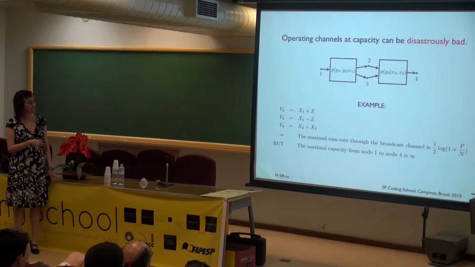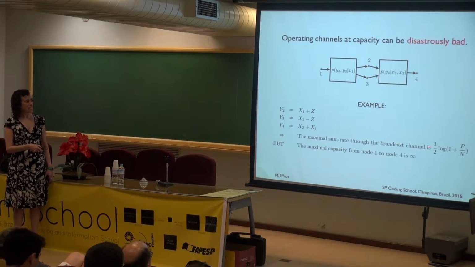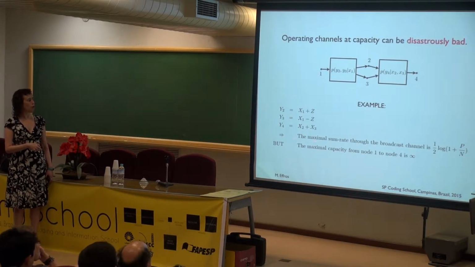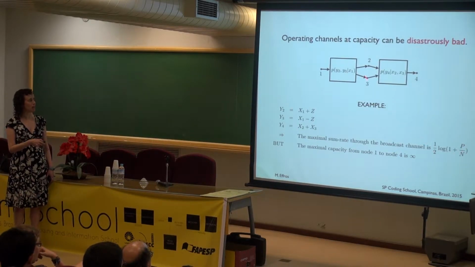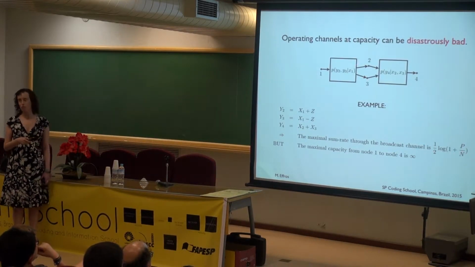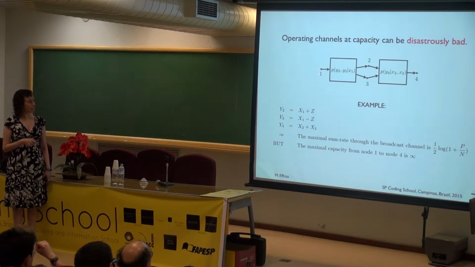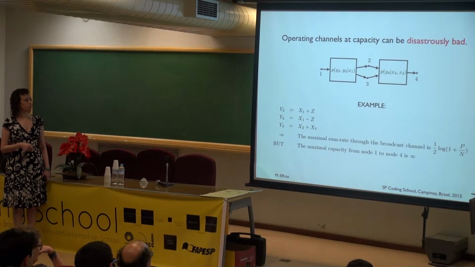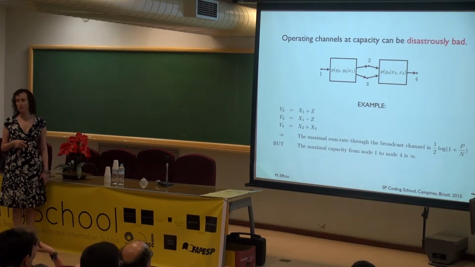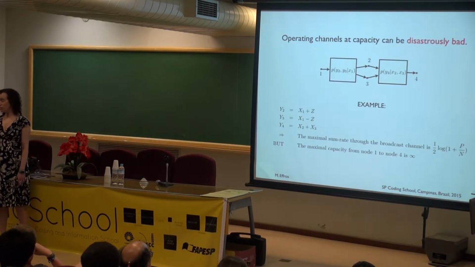And that total information isn't hard to calculate. It's some function of the power at which you transmit and the noise of this Gaussian random variable z. I'll denote the noise by n. So we know that the total rate that you can get through this broadcast channel is 1/2 log(1 + P/N). That's the maximal information you can get through a Gaussian channel. So you'd think, okay, end to end, at most I should be able to get through this 1/2 log(1 + P/N). But in fact, that's incorrect.